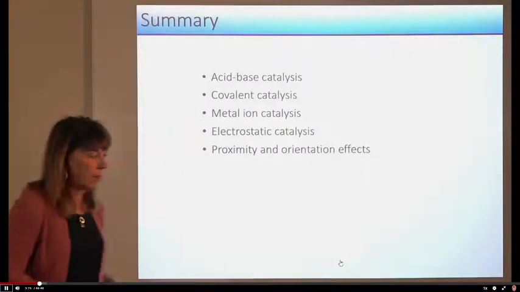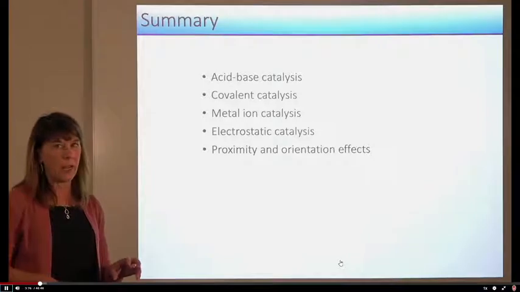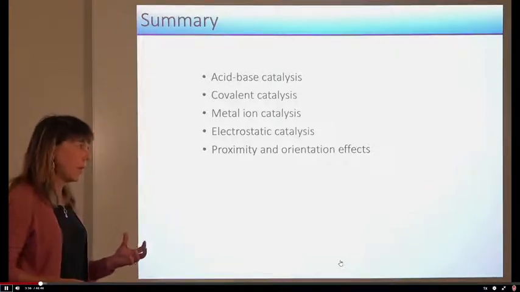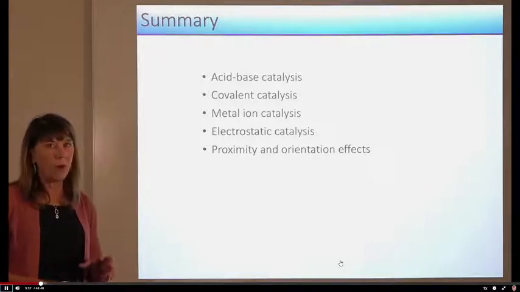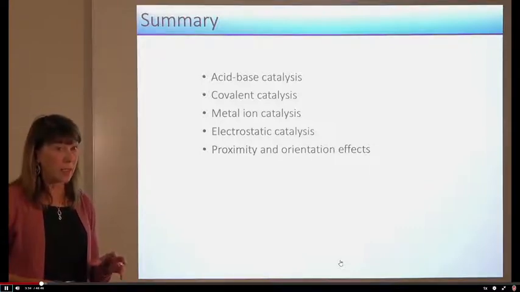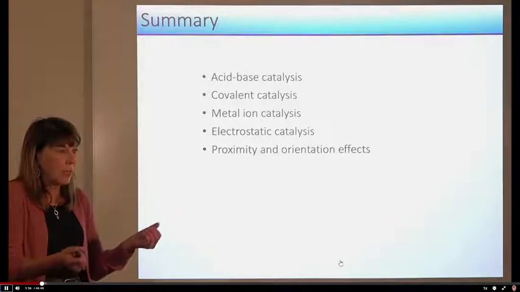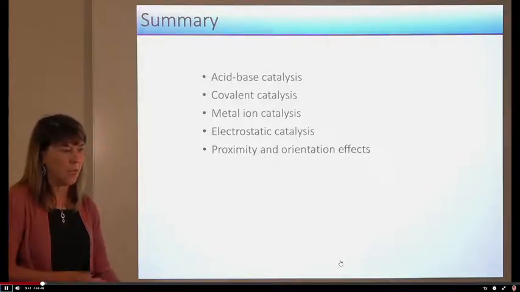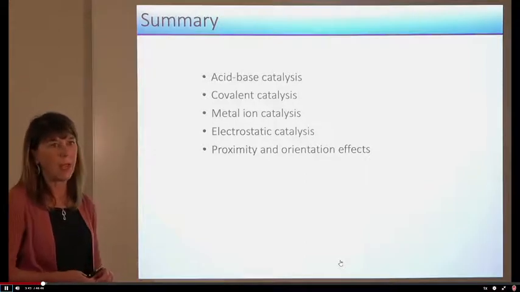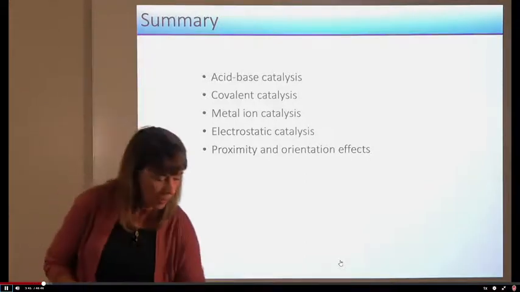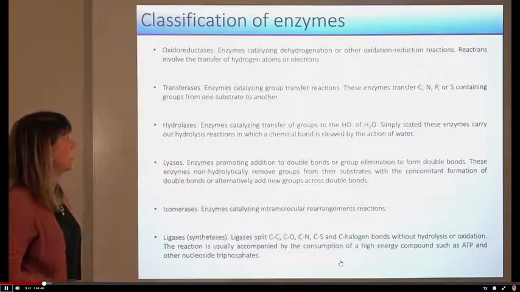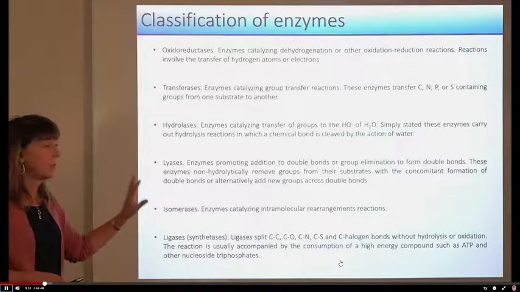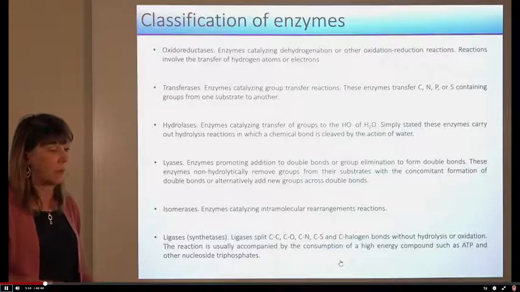So in summary, for this lecture 13, we talked about acid-base catalysis and concerted acid-base catalysis. We talked about covalent catalysis, metal ion catalysis, electrostatic catalysis, and these proximity and orientation effects of getting things together so that the reaction occurs. These are some of the concepts that enzymes use to carry out reactions. Now, these are the classifications of enzymes. This is just for your education. You don't need to memorize this, just keep these notes.